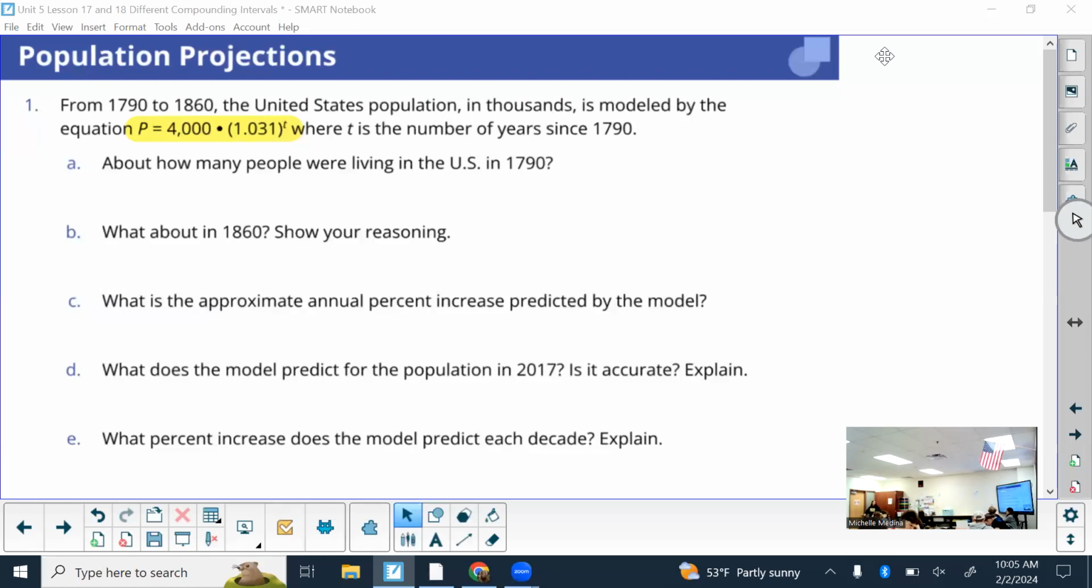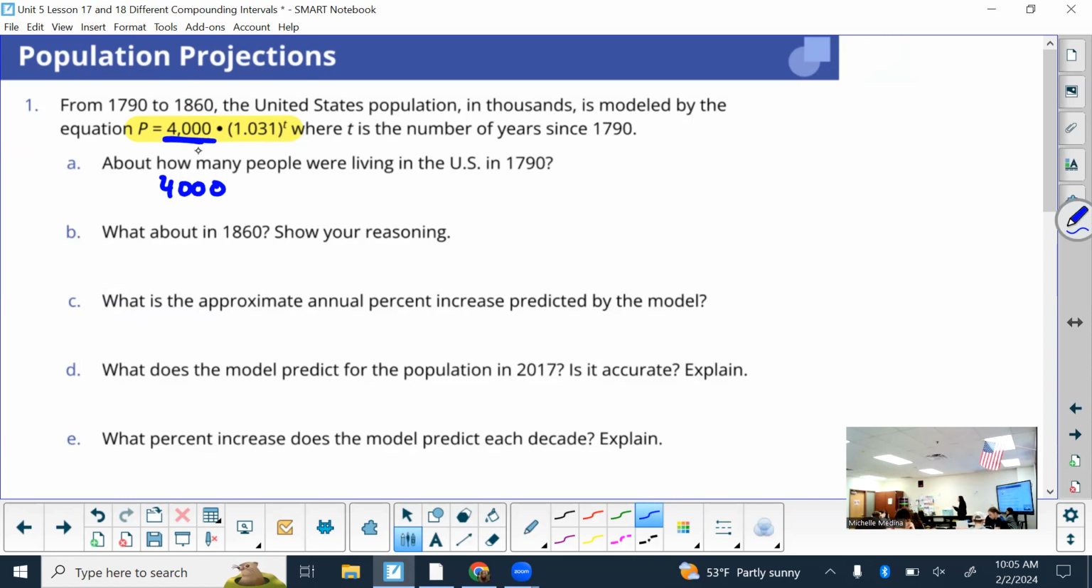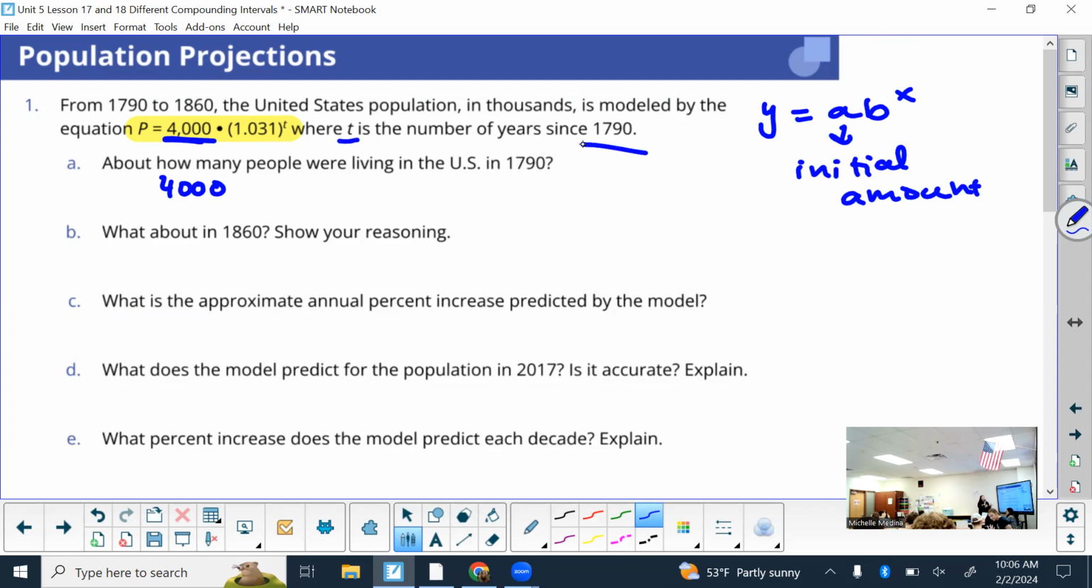Table five. About how many people were living in the US in 1790? Oh, and where do we look for that information? Okay, that is our y-intercept. Did you have to graph it to see that? Or you could tell because since this matches our exponential function setup, the number that is not attached to the exponent is always your initial amount. And it said earlier that T is years since 1790. And then that would be an input of zero if you did calculate it, and it still gives you that it's 4,000. Good.